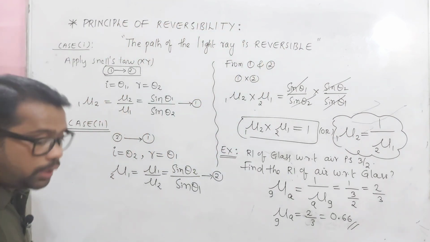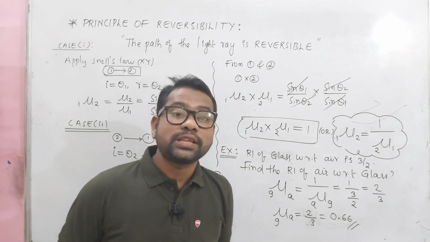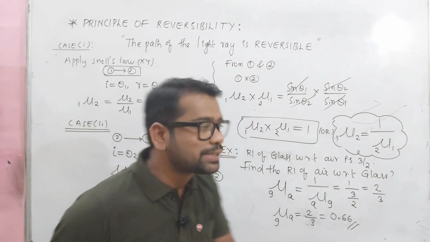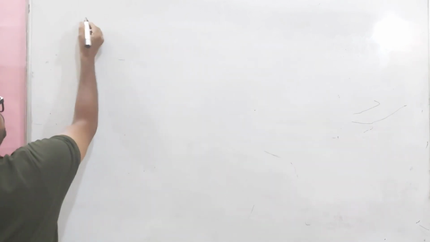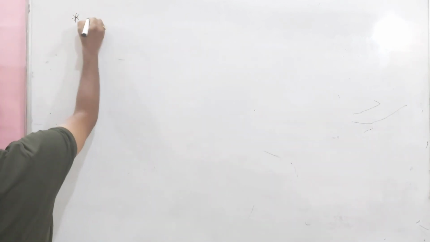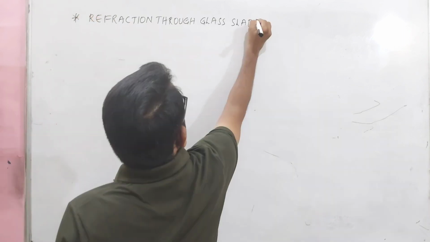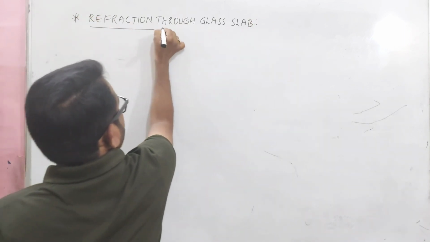Okay, fine. Now we will discuss the very important thing, what? Refraction through a glass slab. So this is very important. So refraction through a glass slab. Refraction through a glass slab.